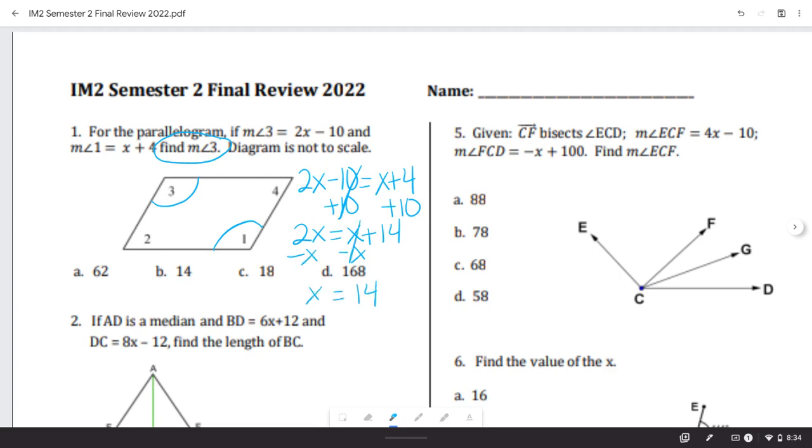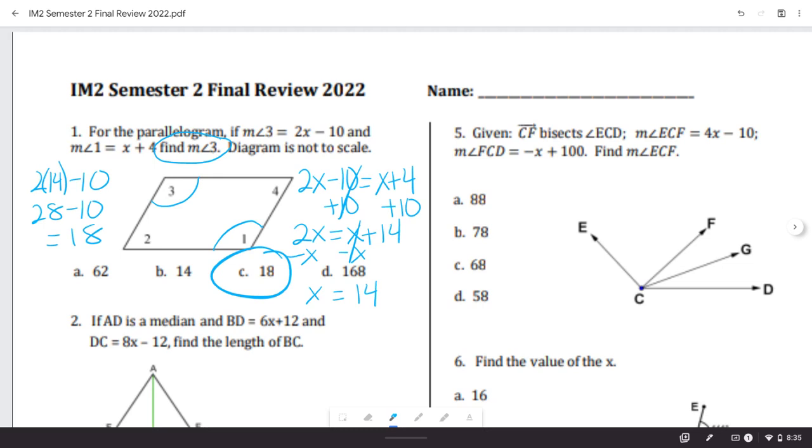Okay, so we've got x equals 14, and then we're going to plug it in to 2x minus 10 because that's angle 3. So instead of x, I'm going to write 14. And so then we've got 28 minus 10 is 18. So angle 3 is 18.